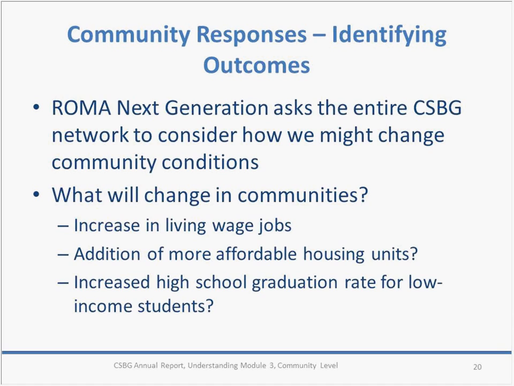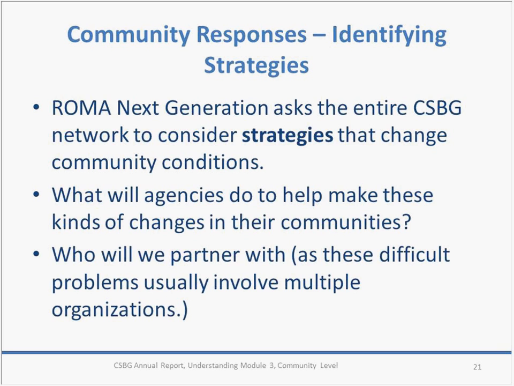Individual responses will help in some ways. People will get jobs, families will find housing, teens will graduate, but it will not turn the curve on a situation facing the entire community. So how do we act? We are going to think about the strategies that help to change these conditions. What are agencies going to do to make these changes? And who will we partner with? Because we know for sure that these wicked problems, these difficult problems, must involve a multiple approach to solving them, that one agency cannot do them alone.